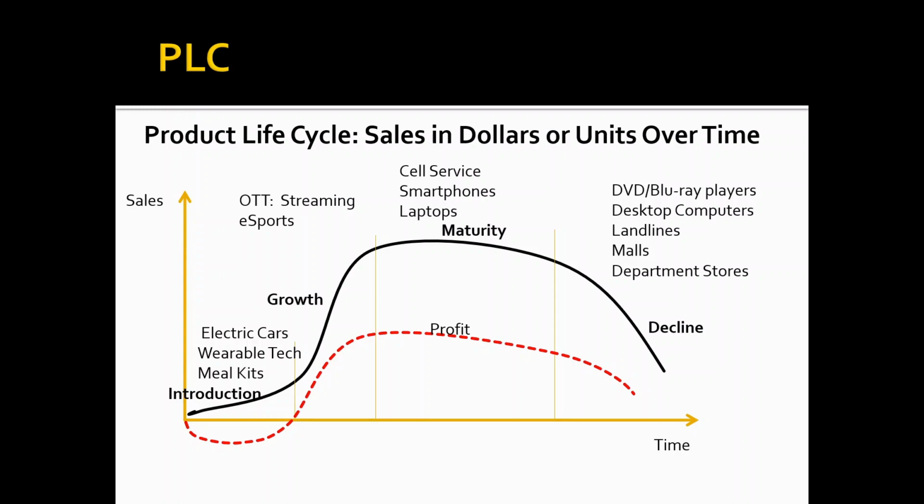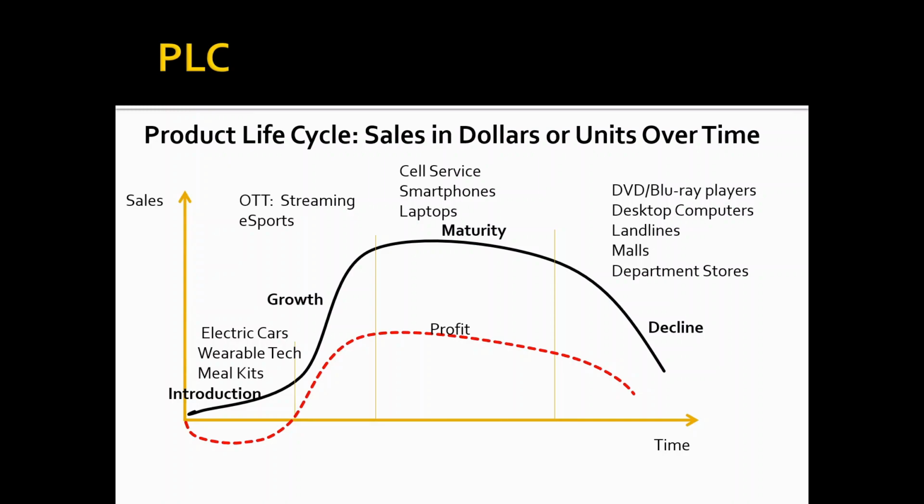When we look at introduction, we see that sales are slowly increasing and that the red dash line, profit, is negative. And what might be some products still in the introduction stage? Perhaps electric cars, wearable tech, meal kits. So there are products that have been introduced and are trying to gain a foothold in the marketplace.